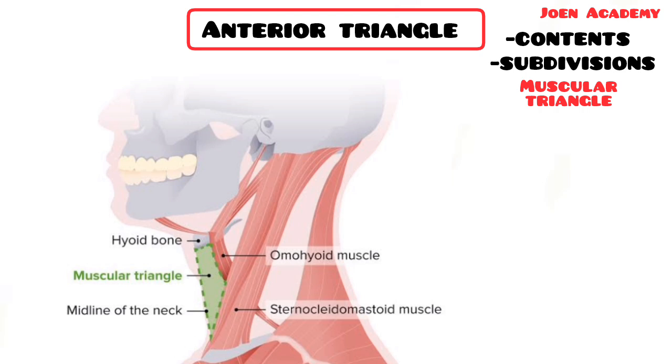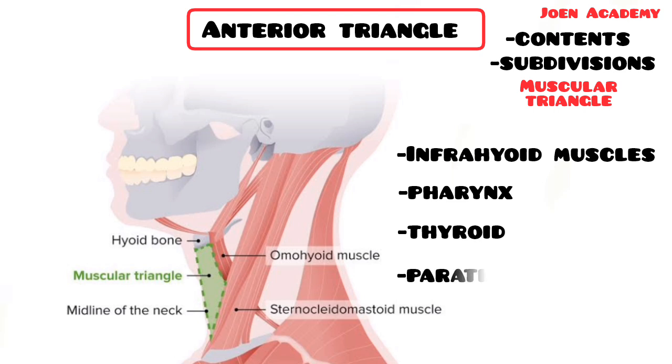The muscular triangle is a triangle that is situated more inferiorly than any of the other subdivisions. It is a triangle in reality having 4 boundaries. The muscular triangle contains some muscles and organs, which are the infrahyoid muscles, the pharynx, the thyroid, and the parathyroid glands. The boundaries of the muscular triangle are superiorly the hyoid bone, medially the imaginary midline of the neck, superolaterally the superior belly of the omohyoid muscle, and inferiorly the inferior portion of the sternocleidomastoid muscle.